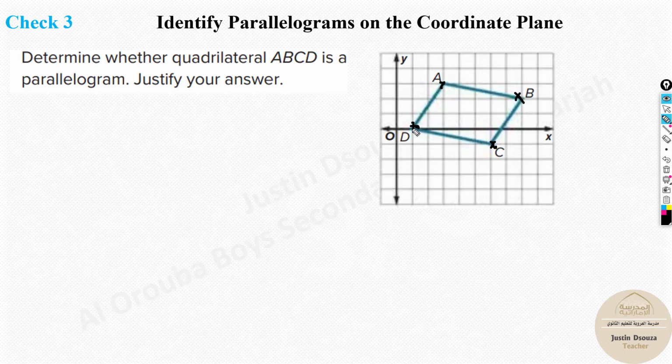What would be the midpoint? 1, 2, 3, 1, 2, 3. This is 3 comma 3. Here it is 1, 2, 3, 4, 5, 6, 7, 8 comma 2. Here it would be 1 comma 0, and lastly we have 1, 2, 3, 4, 5, 6 and -1, 6 comma -1. Now here see the opposite, it's diagonals.